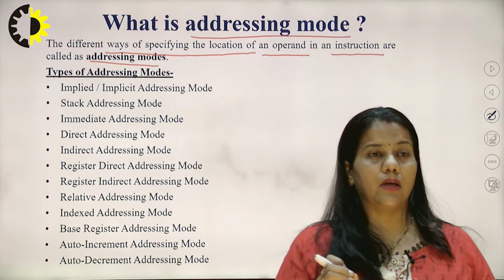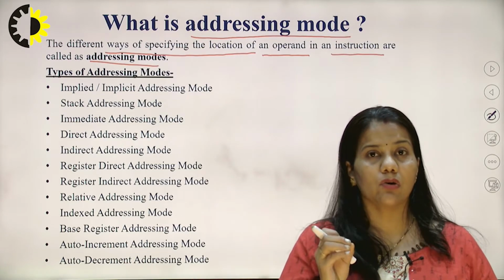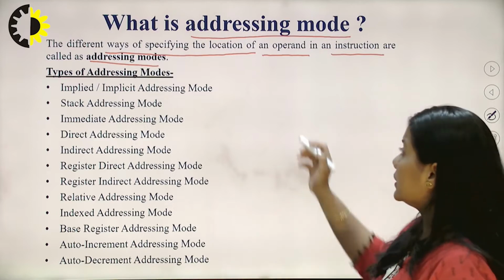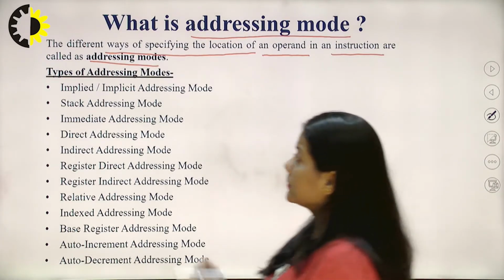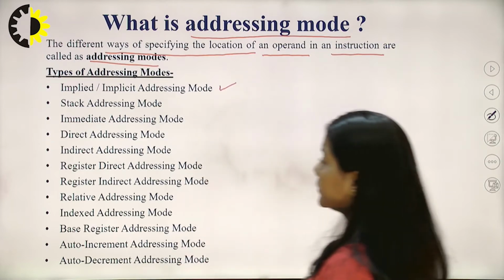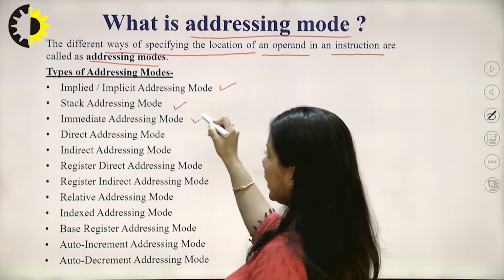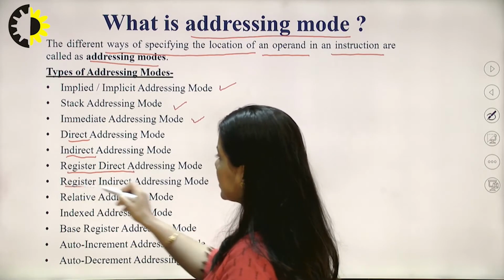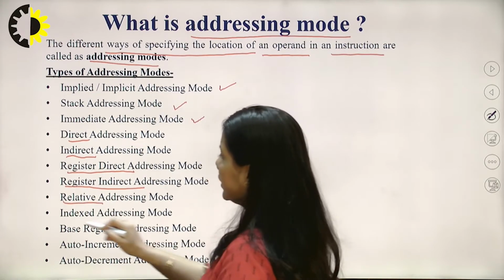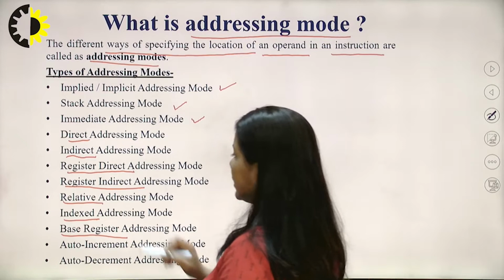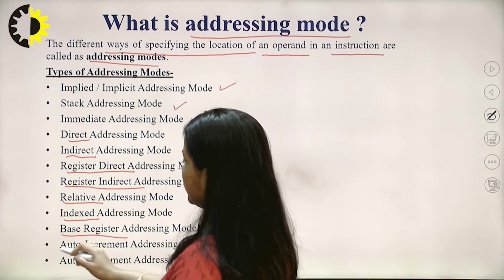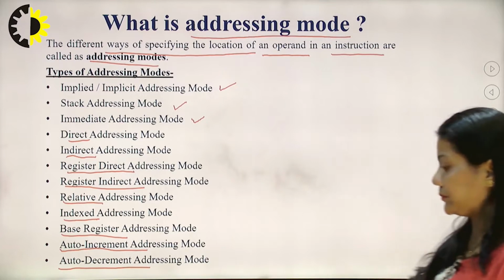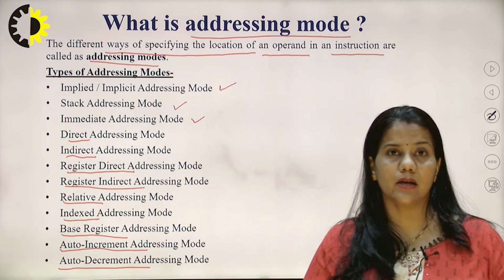So all these addressing modes, that is all the ways of presenting the operands inside an instruction, can be classified into these types. What can be these types? Implied or implicit addressing mode, stack addressing mode, immediate addressing mode, direct, indirect, register direct, register indirect, relative addressing mode, indexed addressing mode, base register addressing mode. This is different from the register addressing mode. Auto increment addressing mode is another form of addressing mode, and similarly auto decrement is there. Now let's go into details of what these addressing modes are used for.